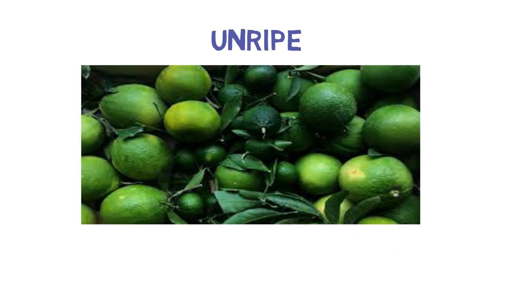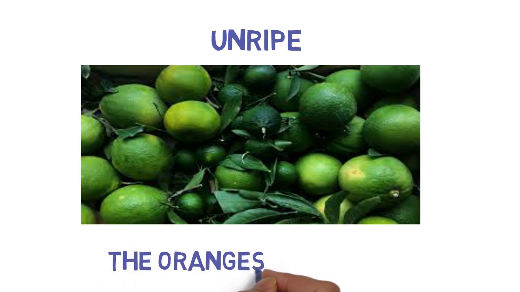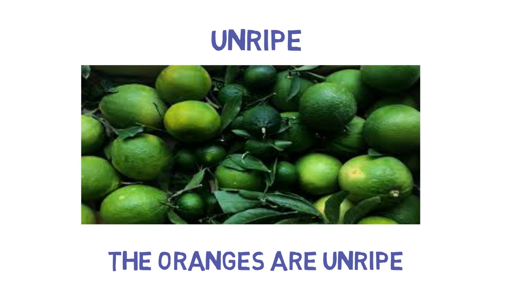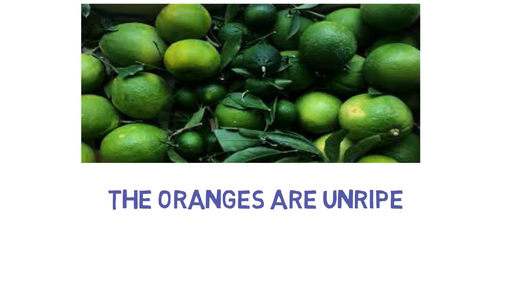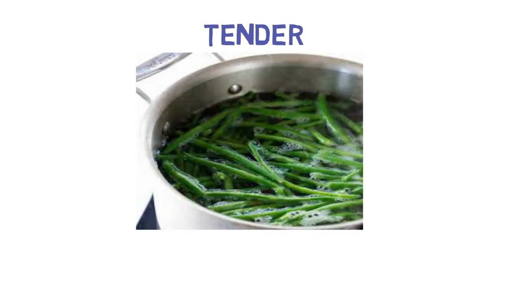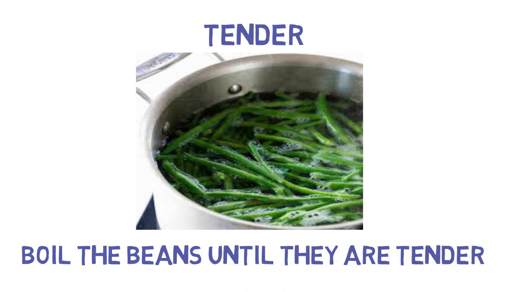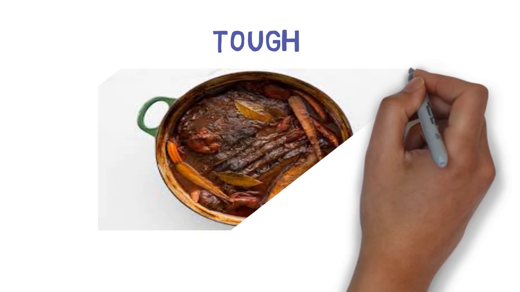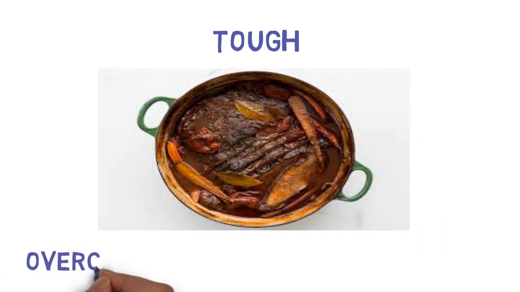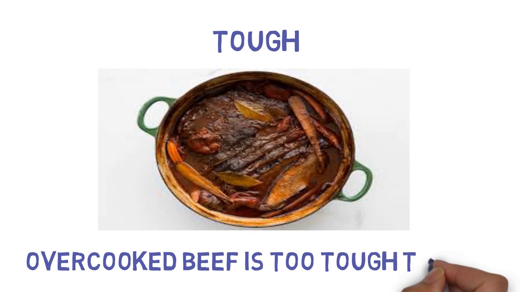Unripe. The oranges are unripe. Tender. Boil the beans until they are tender. Tough. Overcooked beef is too tough to eat.